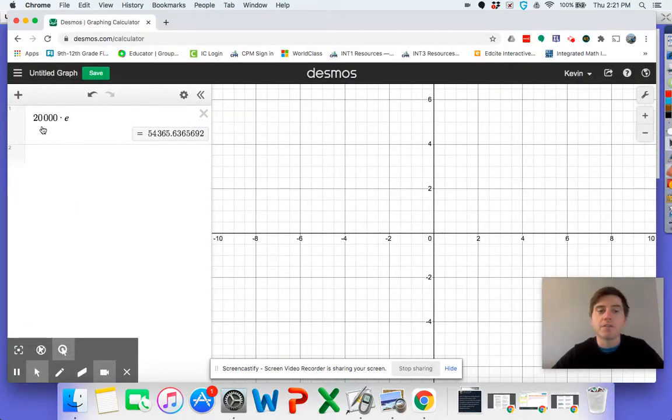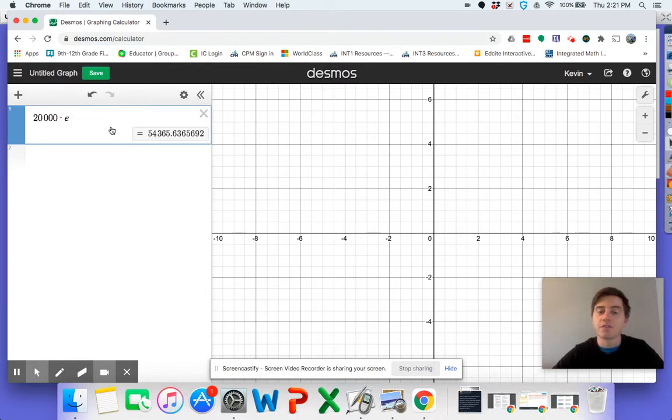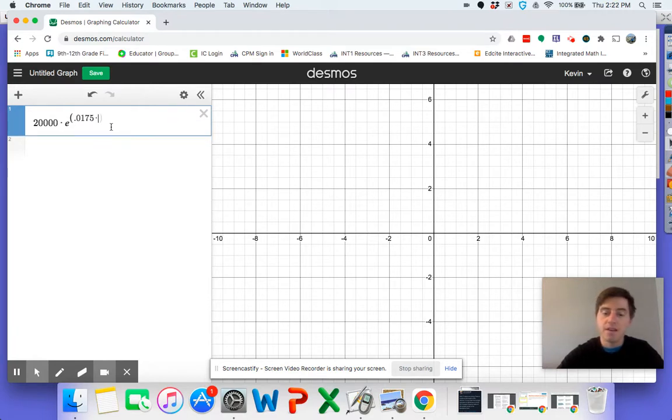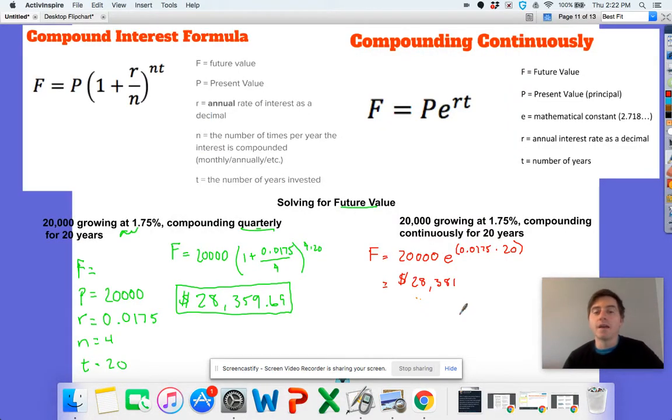So we'll toss that right into a calculator. We see 20,000 times e. It knows that number. It knows it's a mathematical constant. And then to the rt. So we'll open parentheses and say 0.0175 times t, which is 20. And there you go, 28,381. And you can see it's a little bit more.